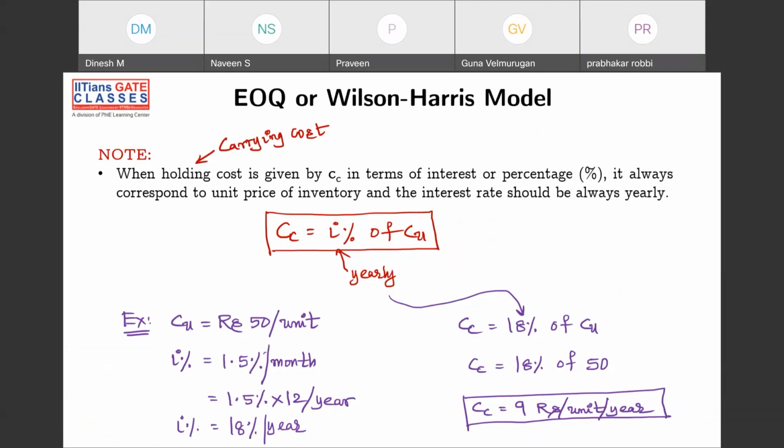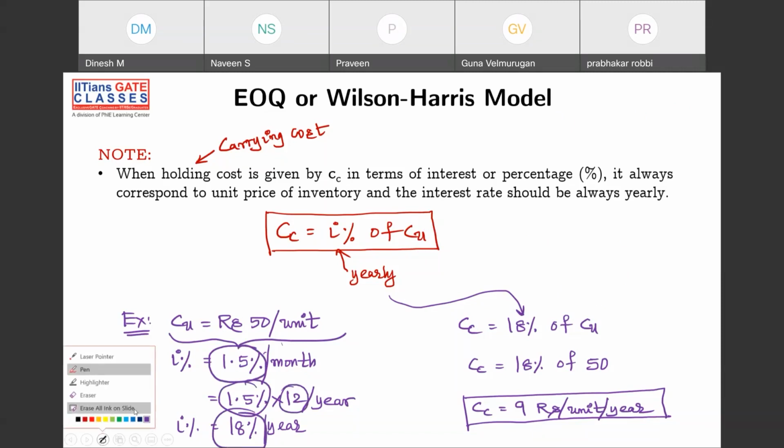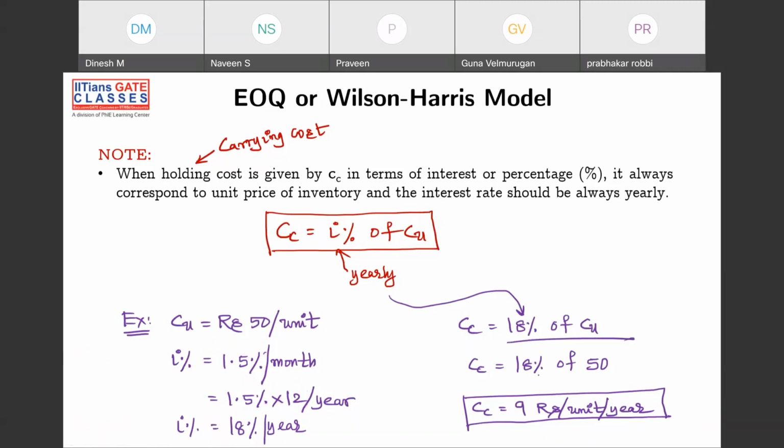We'll see all these things when discussing problems. Let's say your unit cost for one item is 50 rupees, and they say I will take 1.5% per month. Convert that into a year, because everything is per year. So 1.5 into 12 gives you 18% per year. 18% of CU 50 rupees is 9 rupees per unit per year. So if I want to store a certain item in my garage, it will cost rupees 9 for one unit for one year. That is the meaning of this.